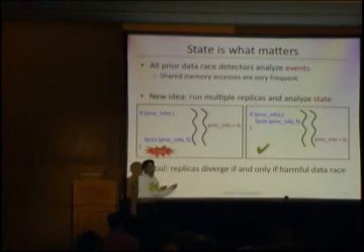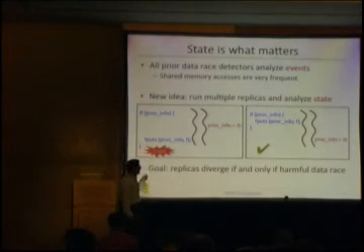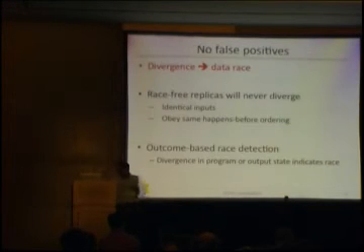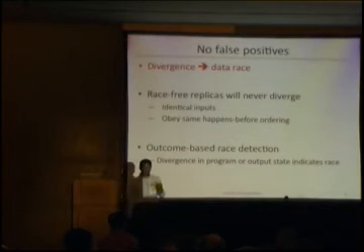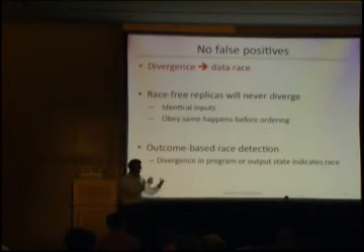So our goal then is that we want to run these multiple replicas, and we want it such that these replicas diverge if and only if a harmful data race actually occurs. This is a difficult goal, and we're going to go about achieving this by breaking it into two steps. The first thing that we want is to aim for no false positives. Specifically, we want to know that if our replicas happen to diverge, it is because they have encountered a harmful data race.